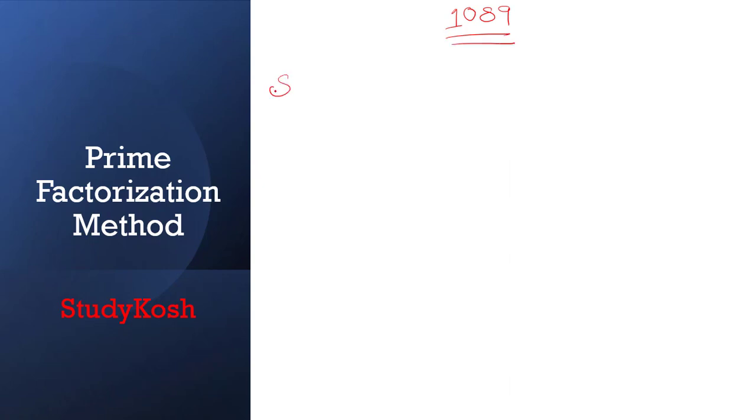Step 1 is to express this number as the product of prime factors. So we need to find its prime factors. We know very well how to find prime factors. We have already discussed this in our chapter on HCF and LCM. So the prime factors of 1089 are 11 into 11 into 3 into 3. These are the prime factors.